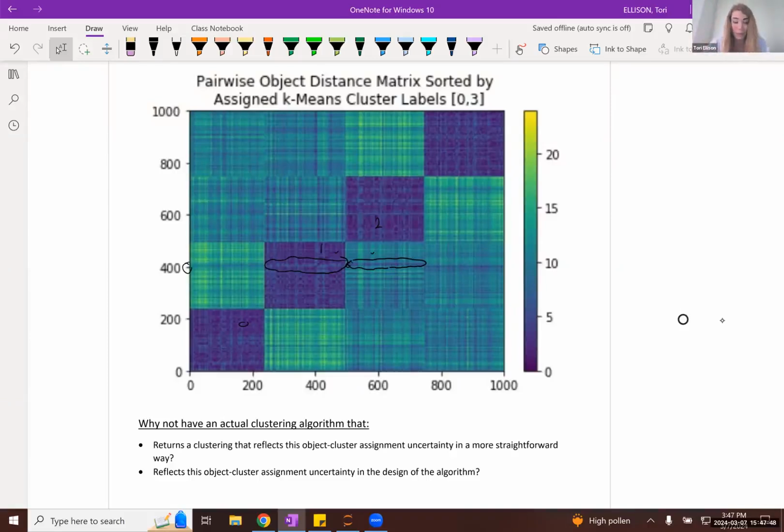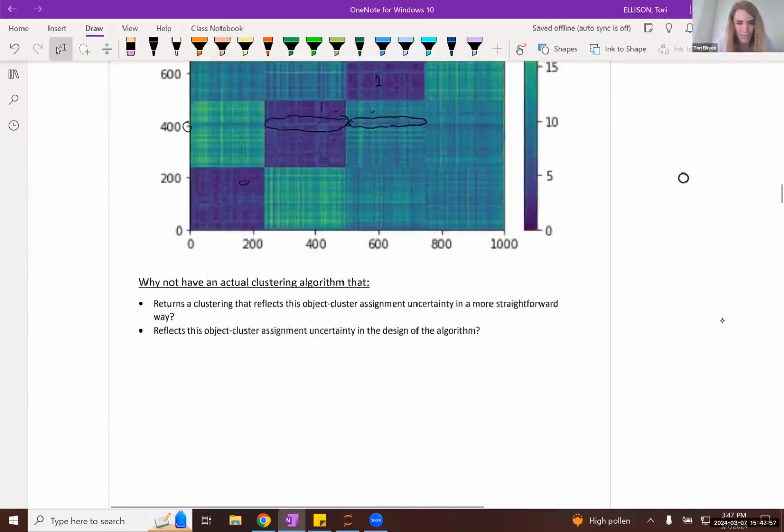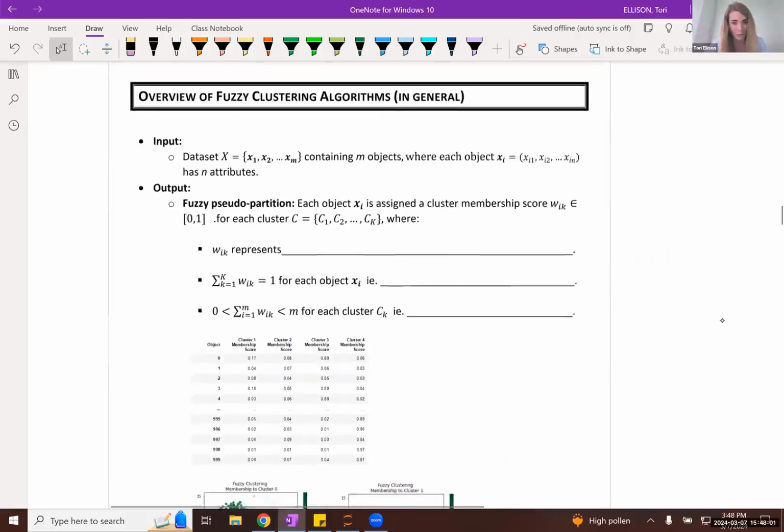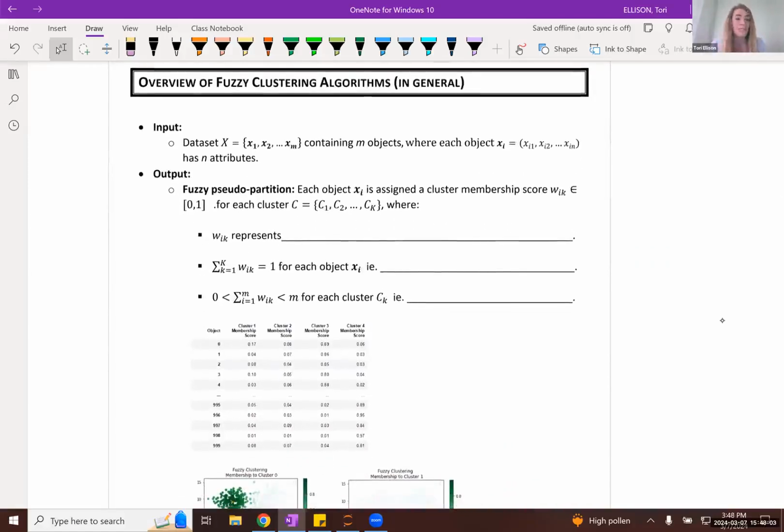So none of our clustering algorithms so far have embedded this uncertain cluster assignment into the algorithm itself. That's going to be the benefit of our fuzzy clustering algorithms in general. So before we talk about fuzzy c-means, we want to talk a little more about the general way in which a fuzzy clustering algorithm works.